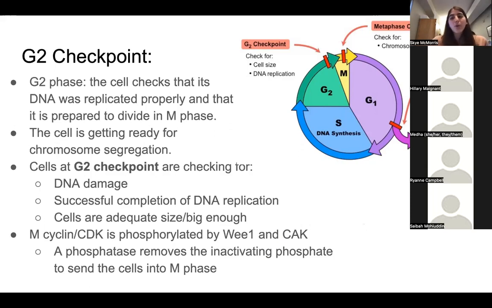During this checkpoint, if the cell passes the checkpoint, M-cyclin CDK will be phosphorylated by Wee1 and CAC, and then that inhibitory phosphate from Wee1 will be removed, very similar to the G1 cyclin CDK complex. Once that phosphatase removes the inactivating phosphate, it will send the cells into M phase.